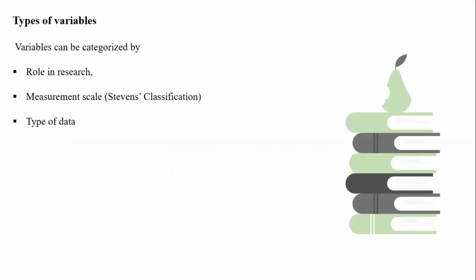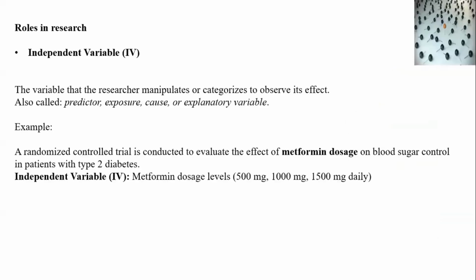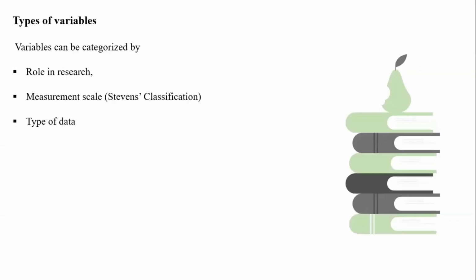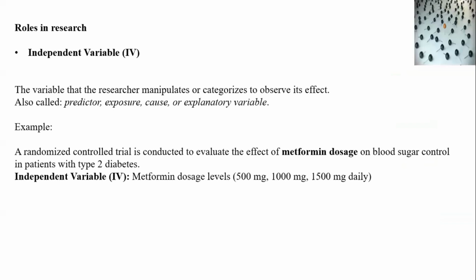Let me get to the types of variables. The variables are grouped in three ways. They can be categorized by their role in research, by measurement scale, which mostly applies in statistics, and by type of data. Let me go directly to the roles in statistics. That is our first categorization of a variable. The first category is the independent variable.